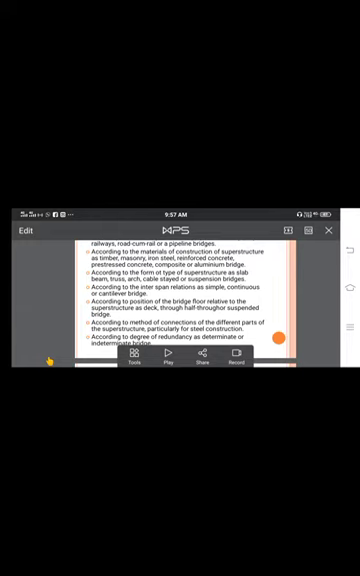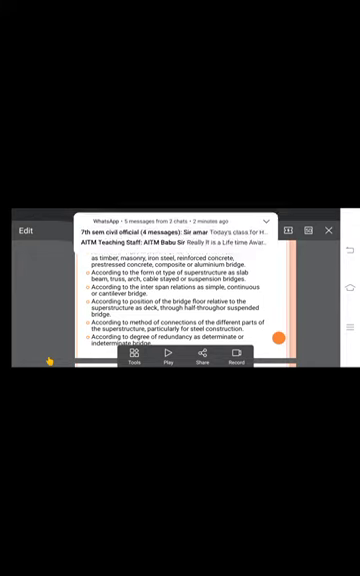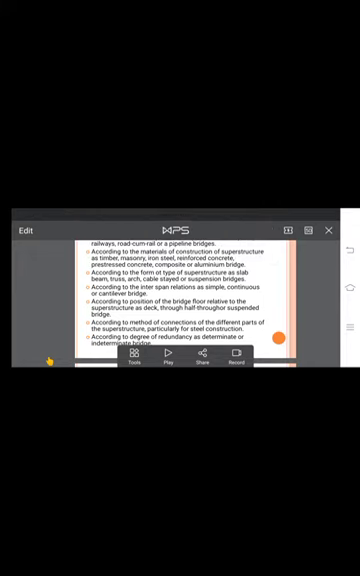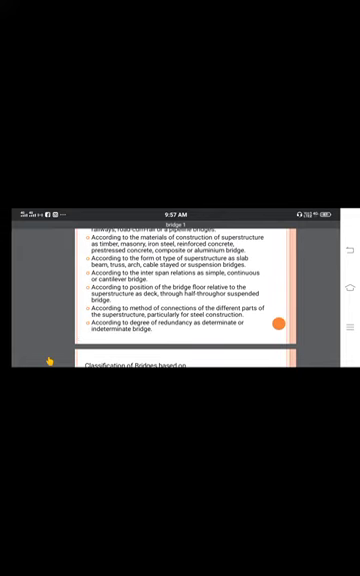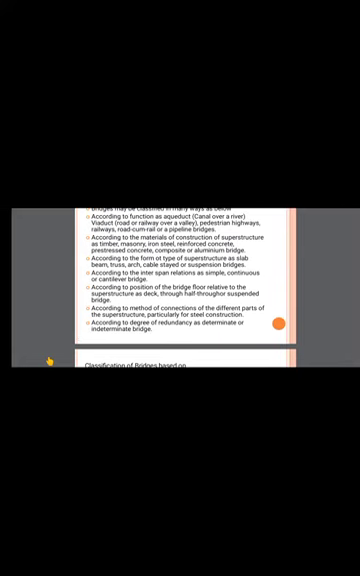According to the interspan relation: simple, continuous and cantilever. Interspan relation is based on how the spans are arranged, whether it is a simple, continuous or cantilever bridge. And according to the position of the bridge floor related to the superstructure: deck, through, half through and suspended bridges. This is classification based on the position of the bridge floor.